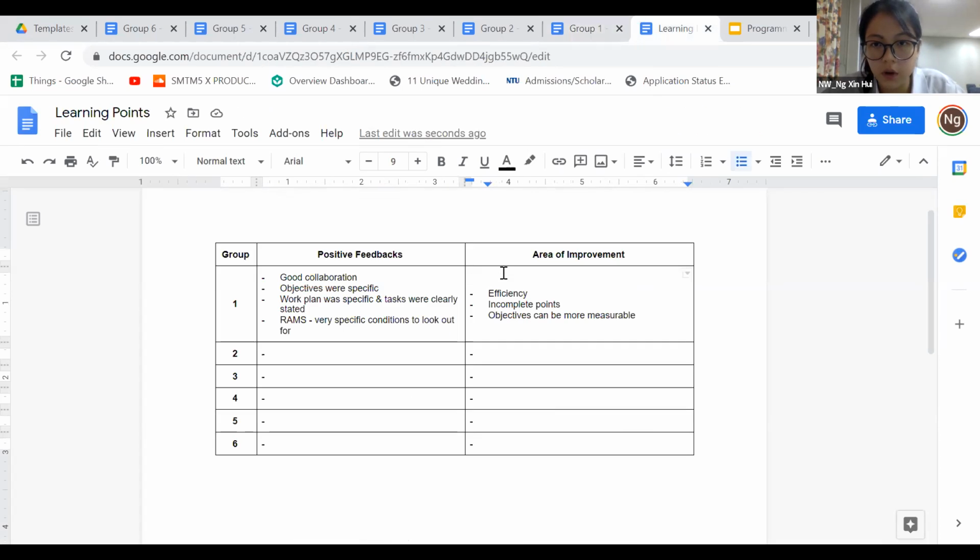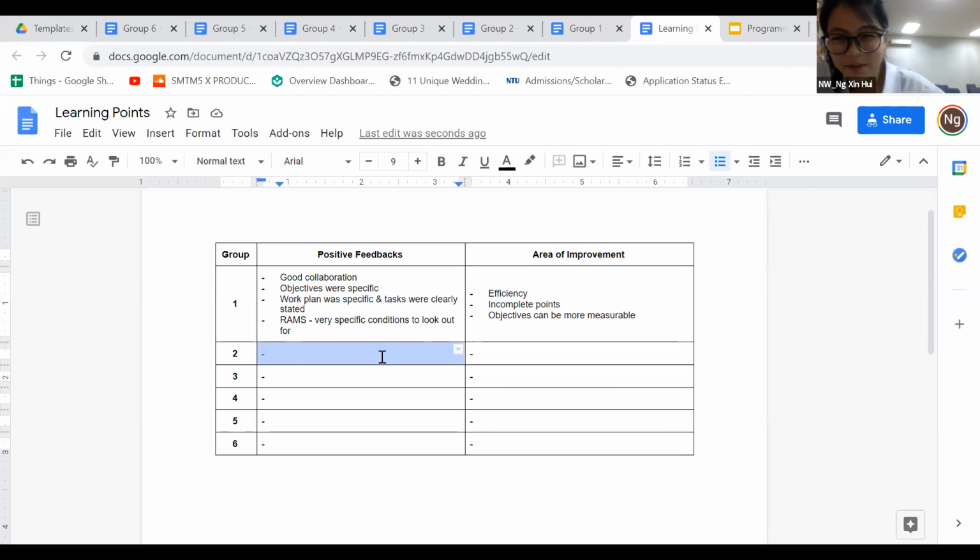So now may I have someone from room 2 to share with me? Anyone want to volunteer themselves? So maybe Yixuan from Nanyang Girls High. Yep, can you unmute yourself and share with me? You're muted, you're muted.